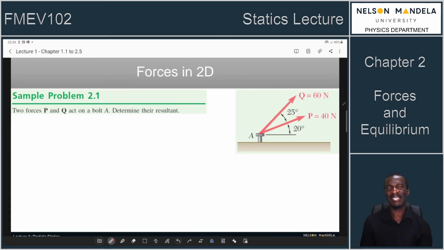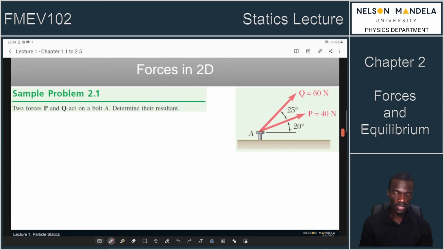Think about it as a hook at a camp, for example. And you've got two cables or two ropes that are pulling it in different directions. So two forces P and Q act on a bolt. Determine their resultant. How would you solve for this?